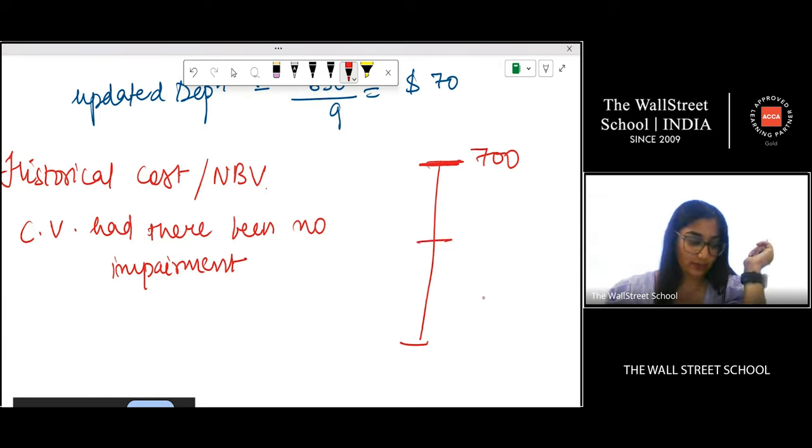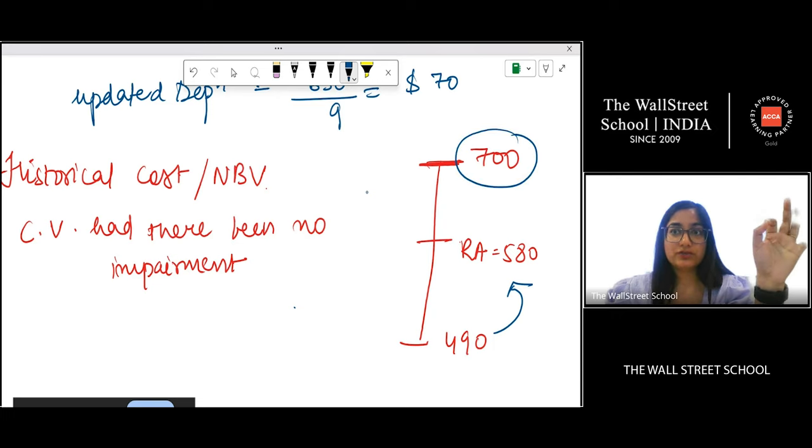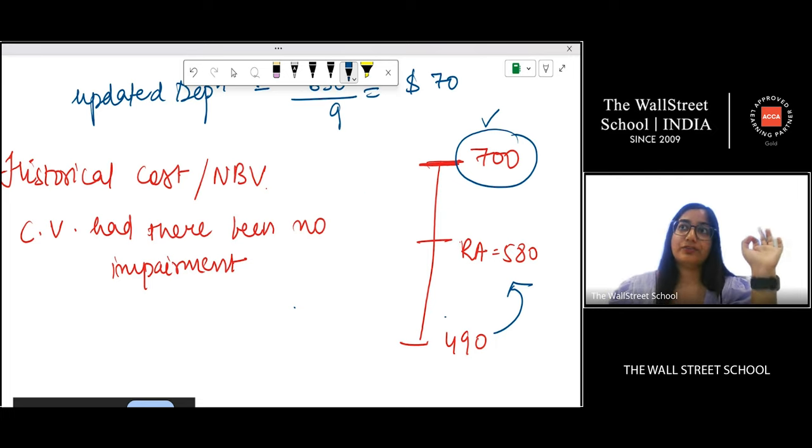So let's see here, what was the recoverable amount? 580. NBV was 490. So now the value of the asset is increasing from 490 to 580. It is below this limit. If impairment wouldn't have been charged, this would have been our net book value originally, right? So beyond that, we cannot go. So it is under that, right? So till this limit, it is acceptable that we can reverse the impairment.